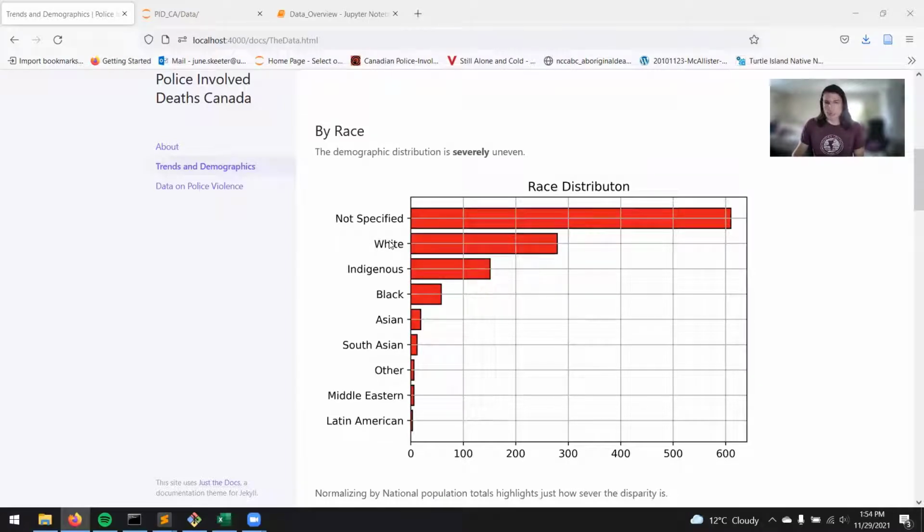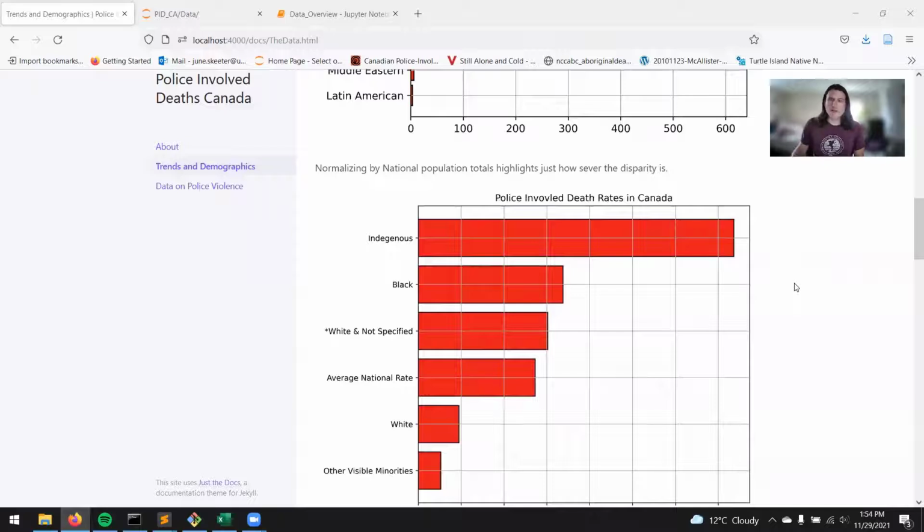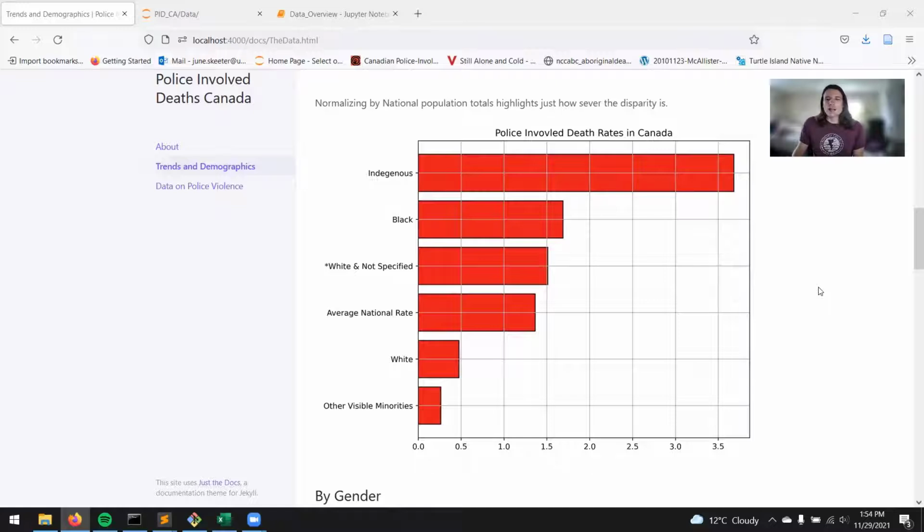Because if an uneducated viewer looks at this, they might take this to say that systemic racism and police violence is not an issue. They might say white people are the majority of victims of police killings, which, while true that they're the largest number, they are by no means most severely affected by it, because approximately 80% of Canada's population is white. And so you can get demographic information, and this highlights the importance of data normalization, to highlight just how severe the disparity is, especially for Indigenous and Black individuals.